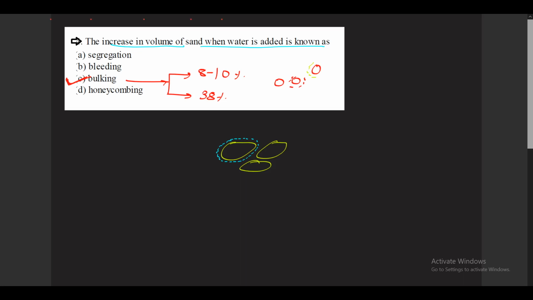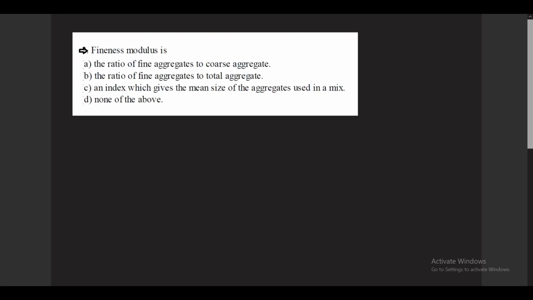Now the next question here is, the fineness modulus is. So they are asking what the fineness modulus is. The first option is the ratio of fine aggregate to coarse aggregate. The next one is the ratio of fine aggregate to the total aggregate. The third one is an index which gives the mean size of the aggregate used in a mix, and the last one is none of the above.